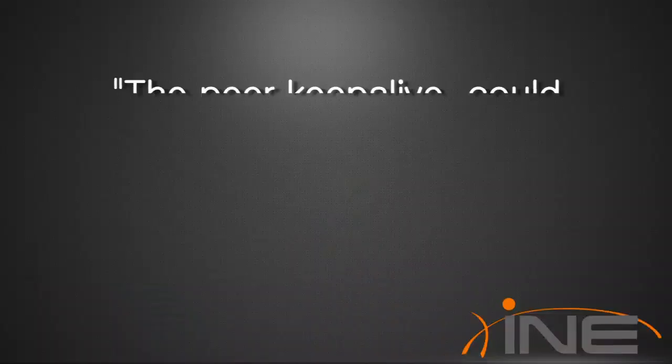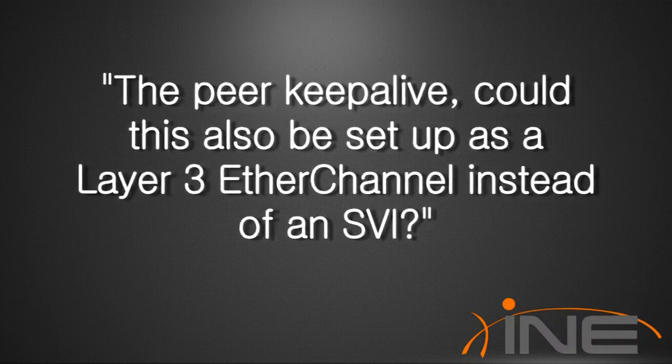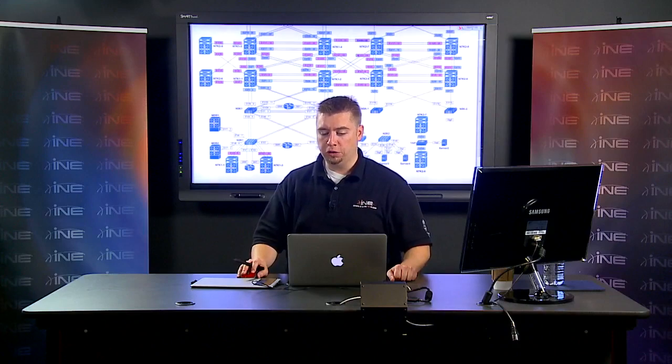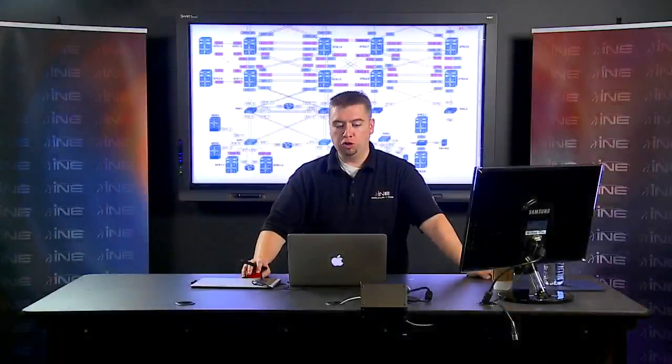There's another question. The peer keepalive, could this also be set up as a layer 3 EtherChannel instead of an SVI? Yes, it could. We looked at that example yesterday with the 7Ks using the layer 3 port channel. There's a question, why do you have to change the source for the peer keepalive links? When you're not using the management link, you have to change it.